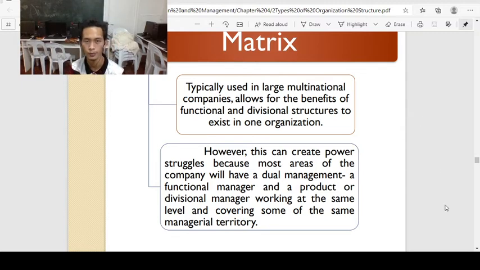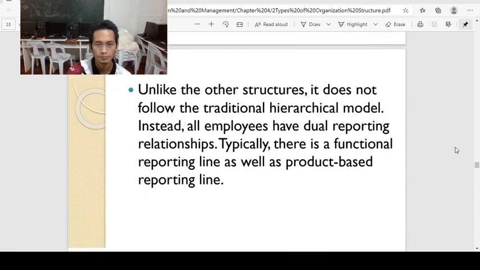And actually there is conflict between the functional manager and the divisional manager because it is a hybrid of two structures. There is functional and there is divisional. However, it is applicable for large multinational companies whose scope is a wide geographic area.